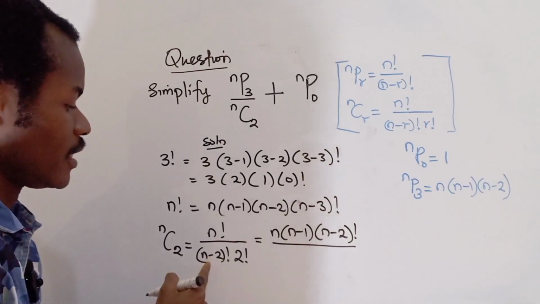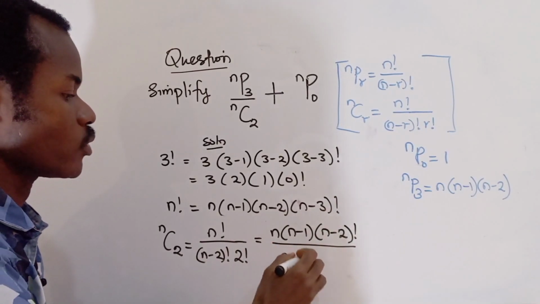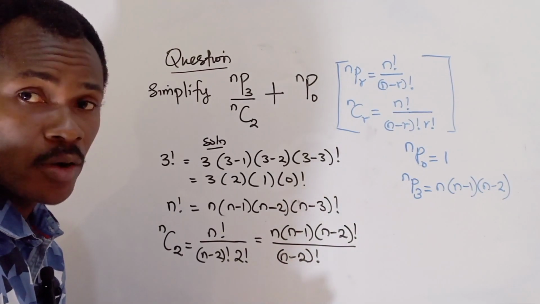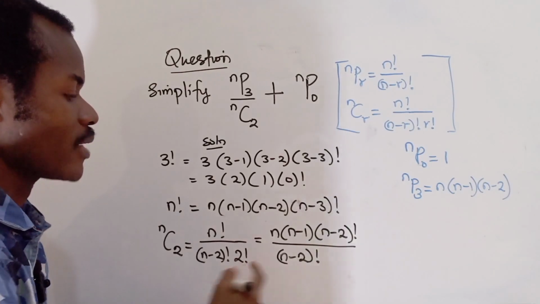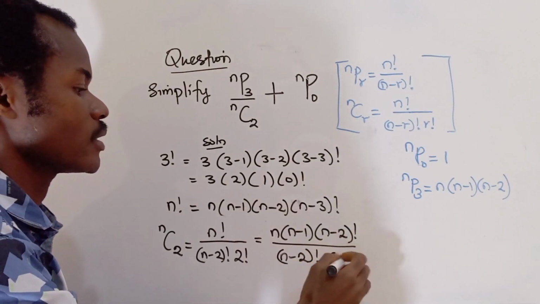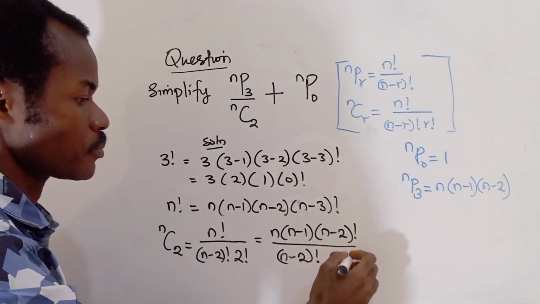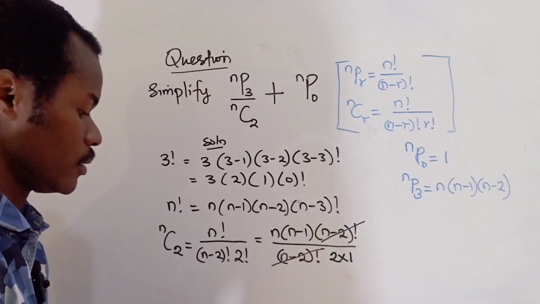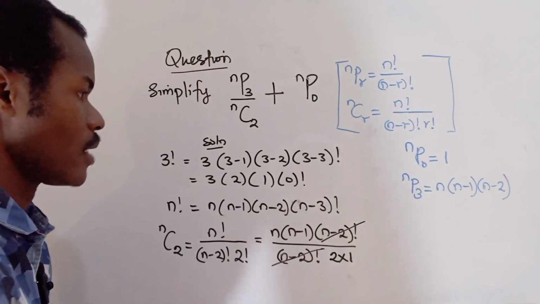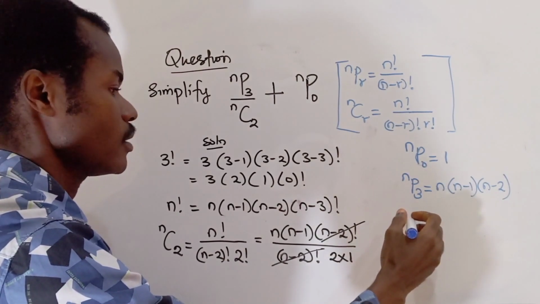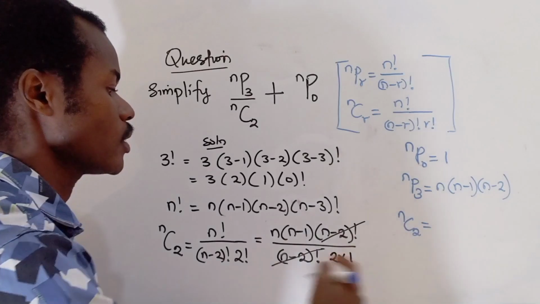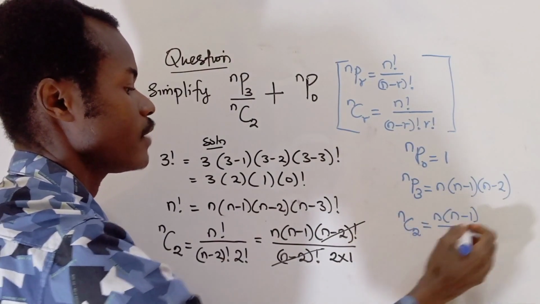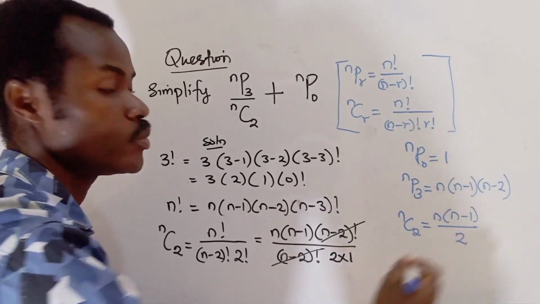Now, why did I stop here? Because I have n minus 2 factorial at the denominator, so that I'll be able to cancel it out. Now, 2 factorial simply means 2 times 1. So this can cancel this, and we are left with our nC2 as n multiplied by n minus 1 divided by 2 times 1, which is 2.